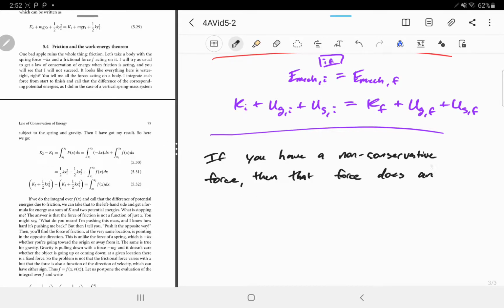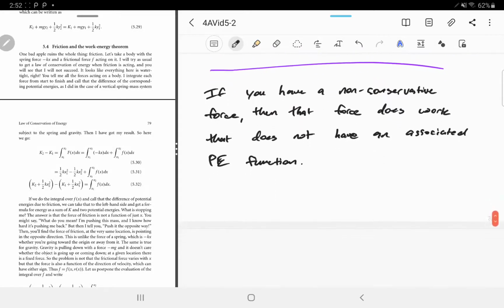It does external work, work that does not have an associated potential energy function. Therefore, we have to explicitly compute the work.